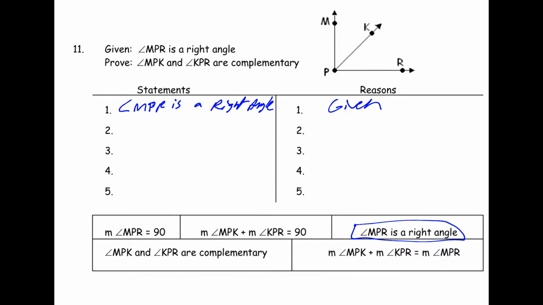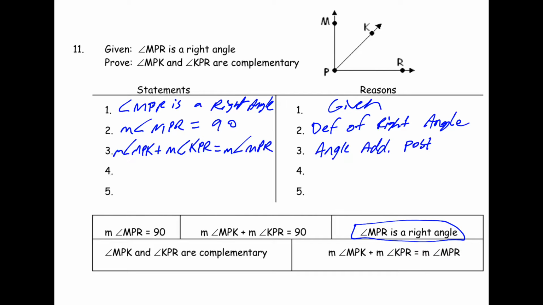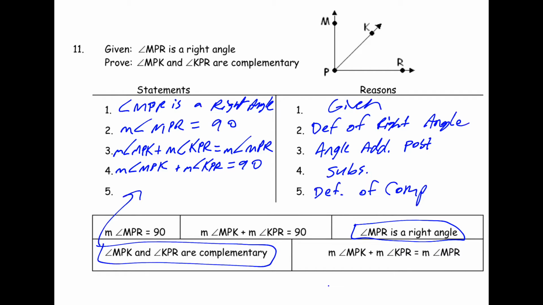Number 11, we start with MPR as a right angle. That's given. Using the definition of a right angle, we know that its measure is then 90. The angle addition postulate says these two angles that are connected, when you add them up, they equal the larger one. We can substitute for MPR what it's equal to, 90. And by the definition of complementary, MPK and KPR are complementary.